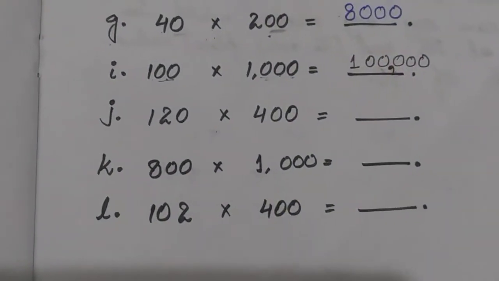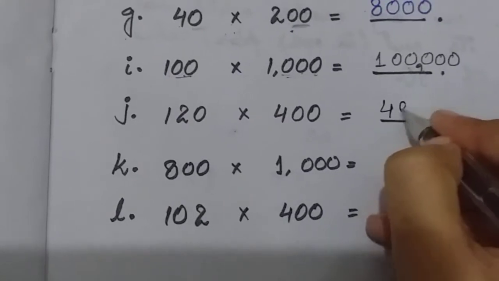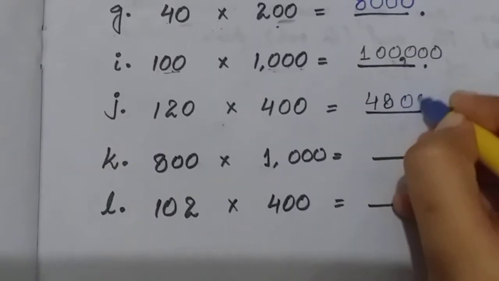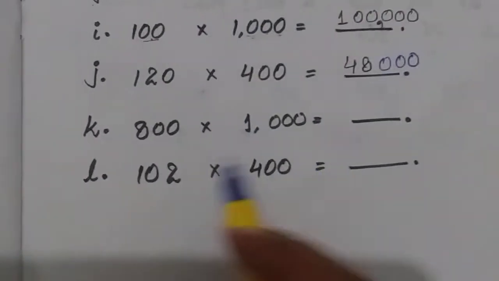So our answer will be 48, and in the last we will place these 3 zeros. So 48,000 is the final answer.